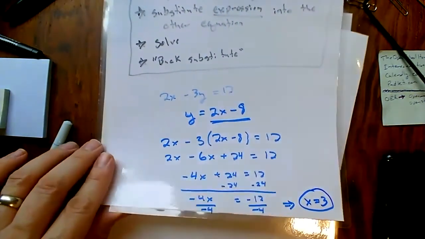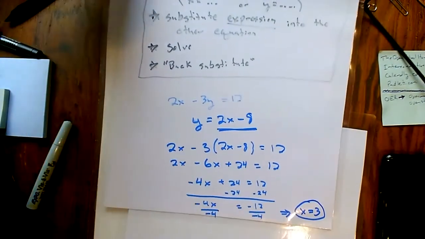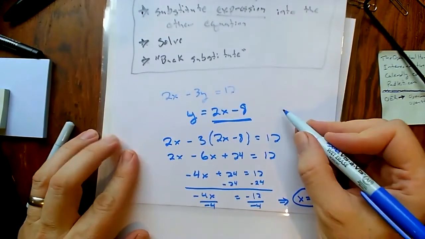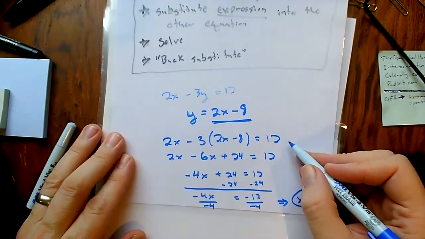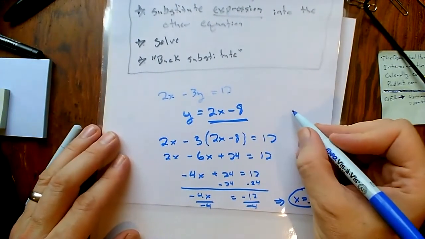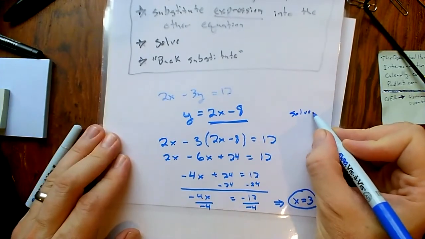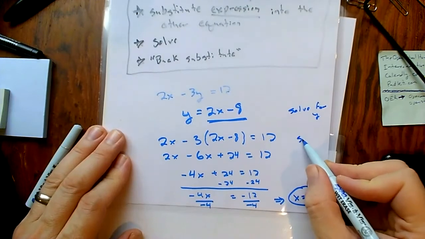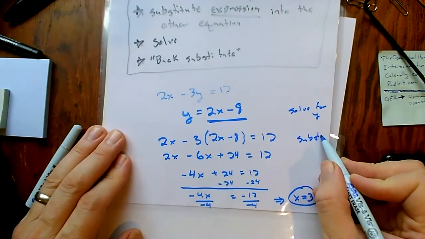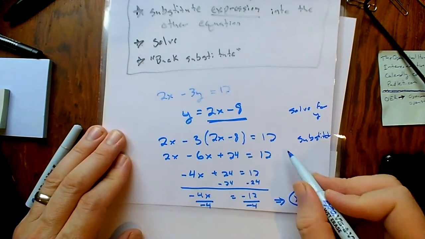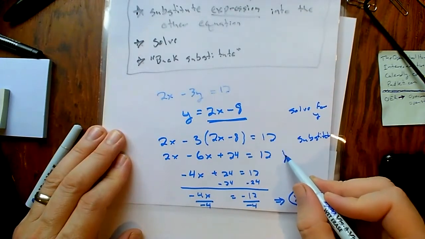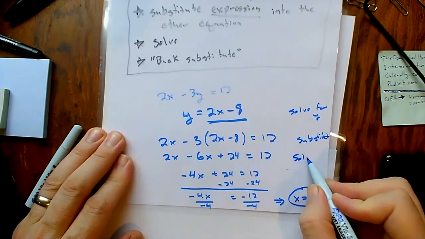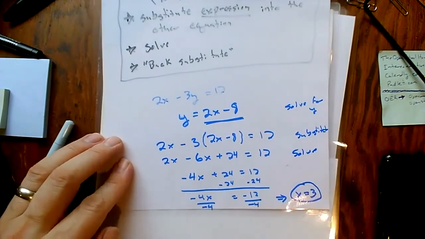Well, now I can go ahead and back substitute. So this was the solve. This was substitute. And so here we solved for y. It was already done. Here we substituted. All of this right here is just solving. And then we are back substituting.